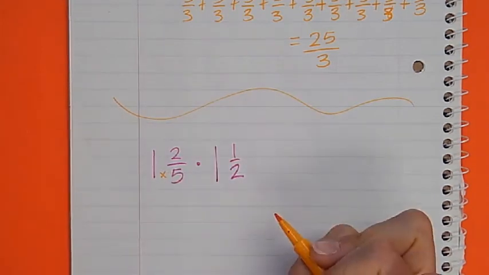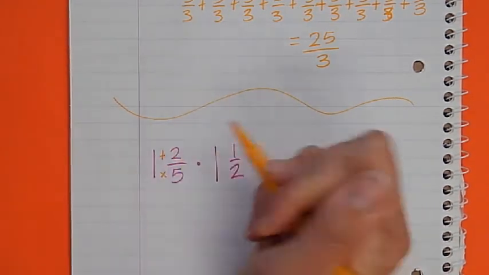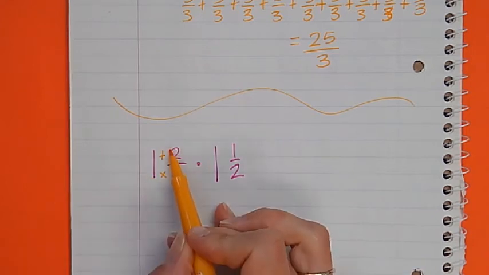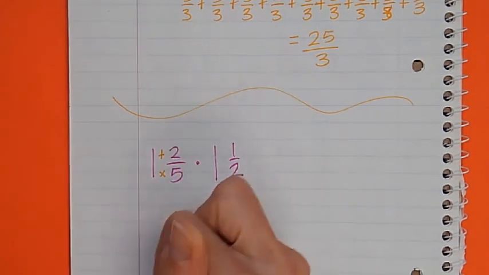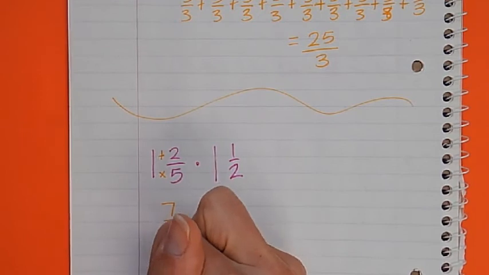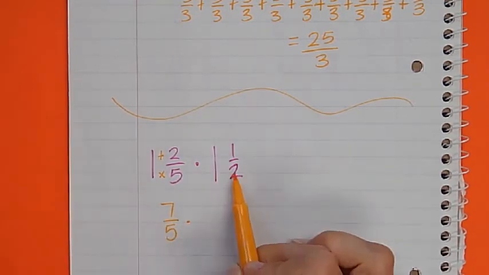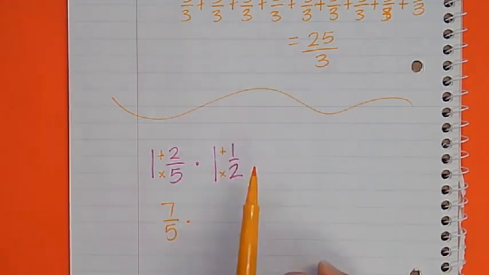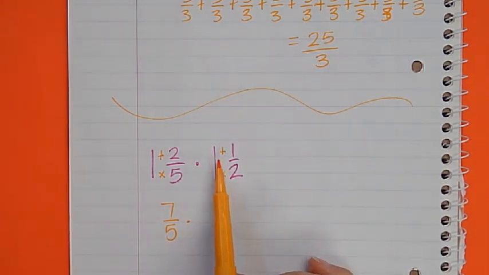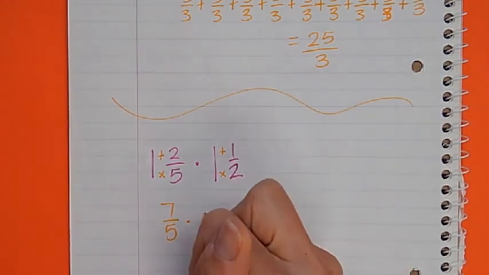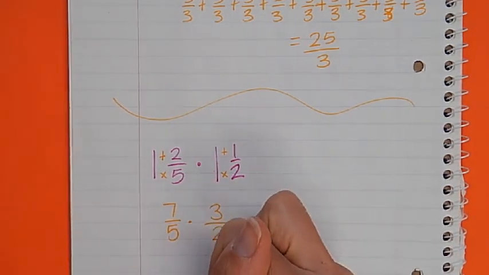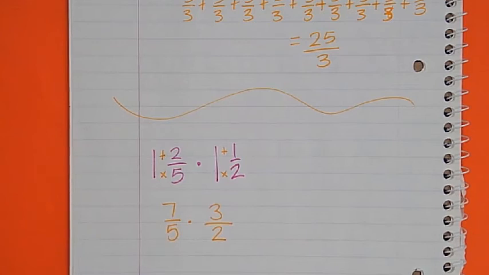So we're going to do 1 times 5 and then add the 2. This is something you can do in your head. 5 times 1 is 5, 6, 7. Add the 2, so that becomes 7/5 times 2 times 1 plus 1. So 2 times 1 is 2, plus 1 is 3. So 3, and the denominator stays the same as a 2. So now we can go ahead and multiply.